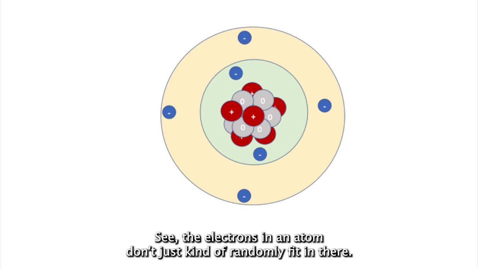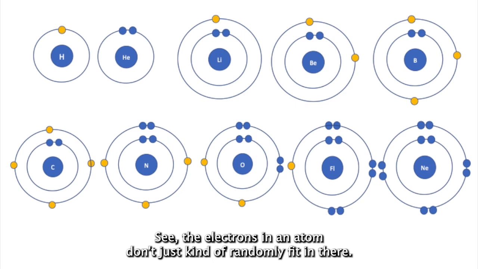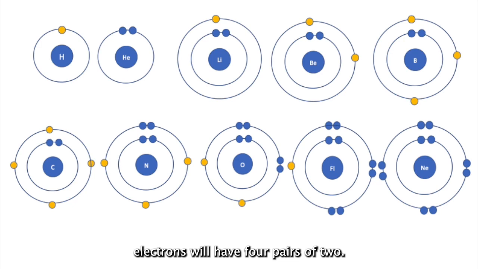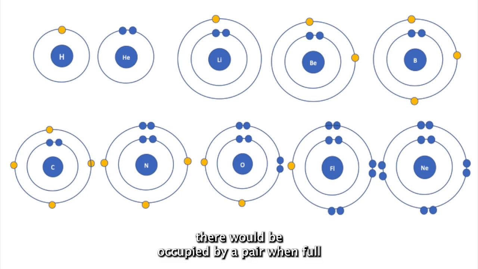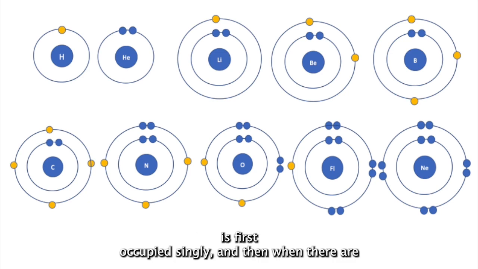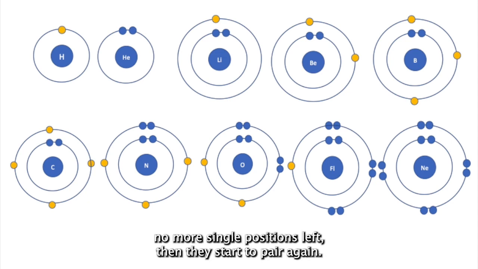See, the electrons in an atom don't just randomly fit in there. They fill the orbital in a predictable fashion. An atom that has a full outer shell of 8 electrons will have 4 pairs of 2. However, when the orbital is filling, each of those positions that would be occupied by a pair when full is first occupied singly, and then when there are no more single positions left, then they start to pair.